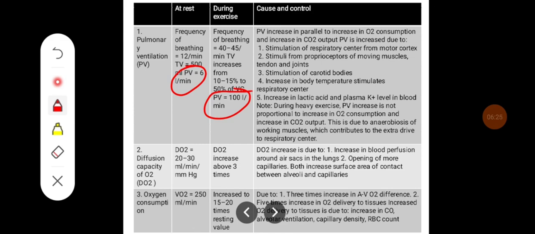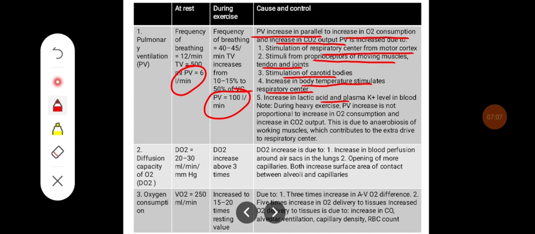The cause of the increase in the pulmonary ventilation is a parallel increase in oxygen consumption and increase in the carbon dioxide output. Pulmonary ventilation is increased due to the stimulation of the respiratory centers from the motor cortex, and it also occurs because of the stimulation of proprioceptors of moving muscle, tendon, and joints. It also occurs because of the stimulation of the carotid bodies. Increase in the body temperature stimulates the respiratory center. Then there is an increase in the lactic acid and plasma potassium level in the blood.